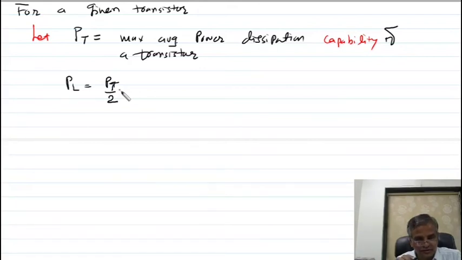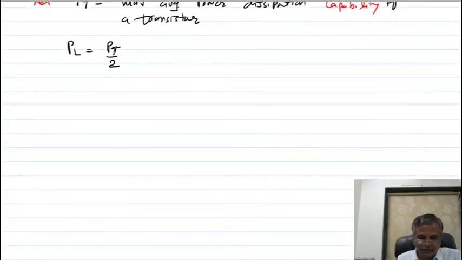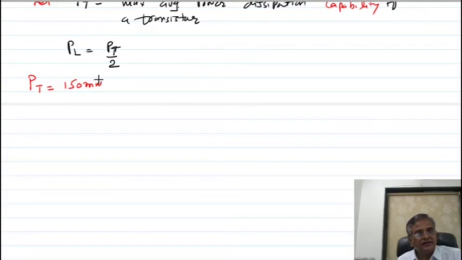For more clarity, suppose for one transistor, they have given PT as 155 milliwatt. Then how much power can you deliver to the load? Maximum this much power.